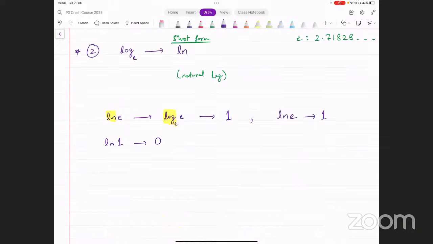Okay, so this is a common type of log that is used very frequently. You'll find this again and again, coming up again and again, not just in this topic. It'll come in differentiation and integration in a lot of different places later on. Okay, so keep this in mind.